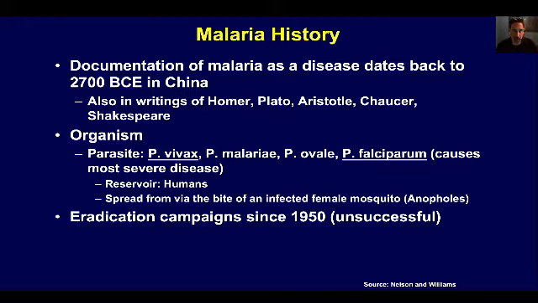The reservoir for malaria is humans, and it is spread from the bite of an infected female Anopheles mosquito. There have been eradication campaigns, as we covered in that session on eradication, but these campaigns were unsuccessful at eradicating malaria.